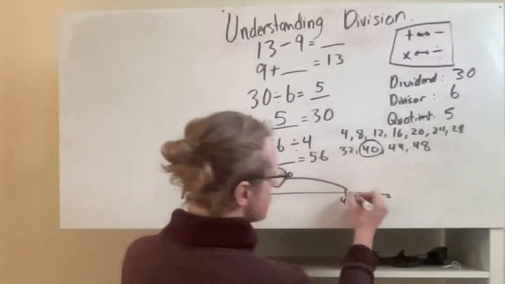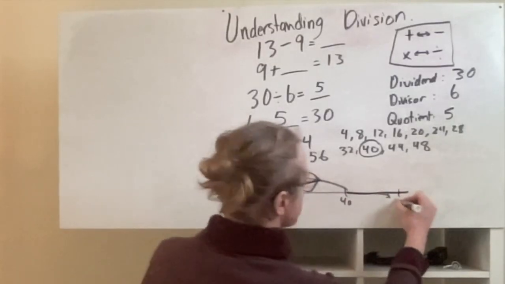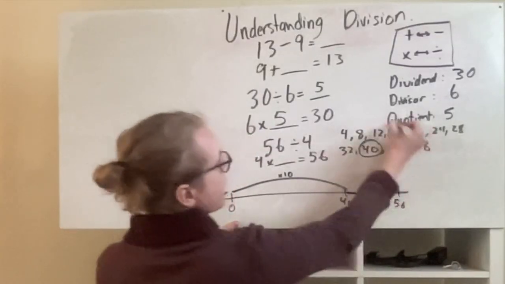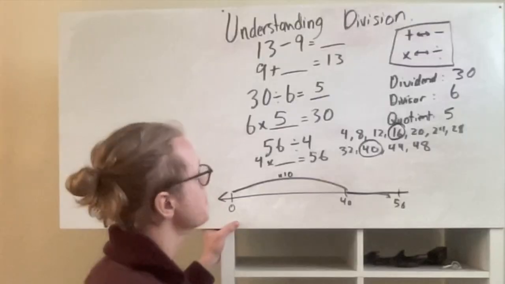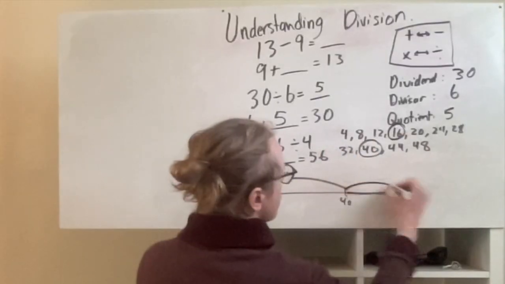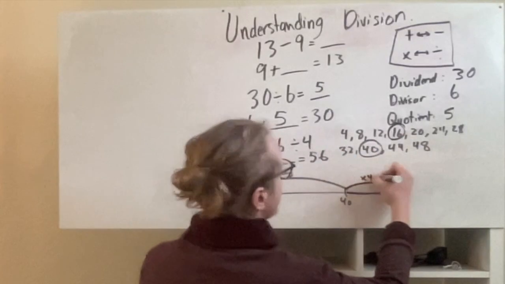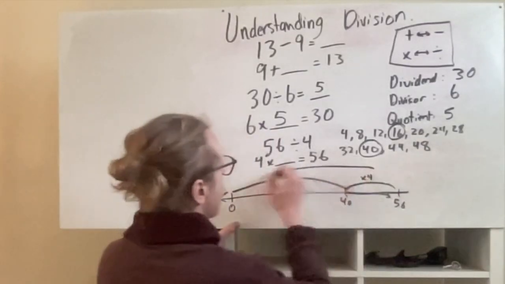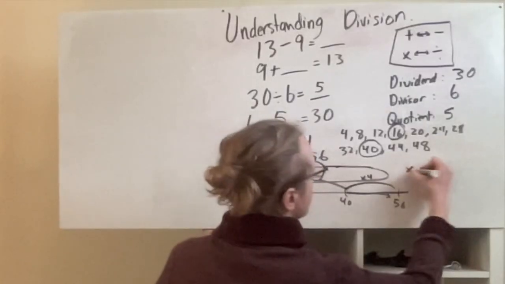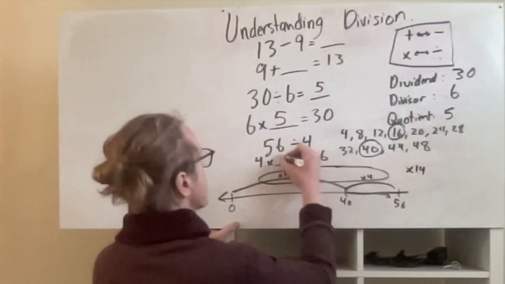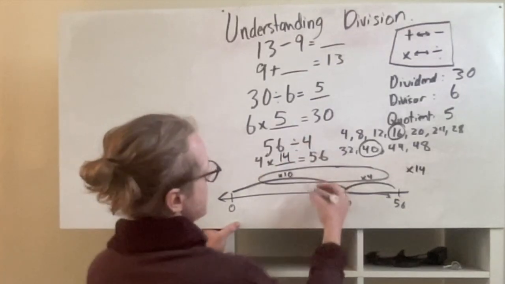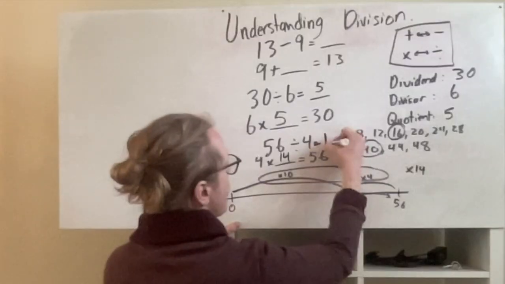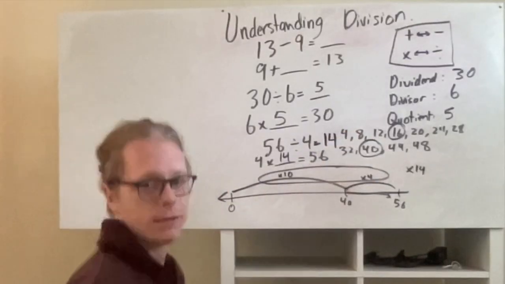Now I need to get to 56. How much more is that? That's 16 more. Okay, that's actually another one of my 4 times tables. 4 times 4. So I'm going to go another 4 times 4. In total, how many times did I multiply by 4? 14 times. Okay, so 4 times 14 would get me 56, which means my quotient, or my answer here, 56 divided by 4, is 14.